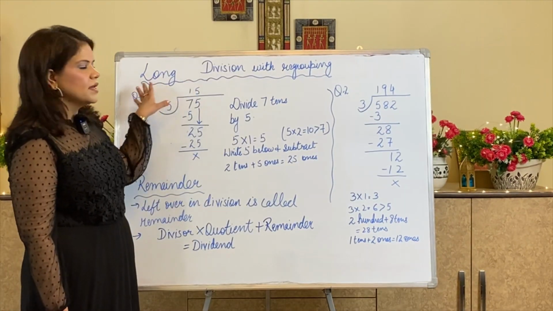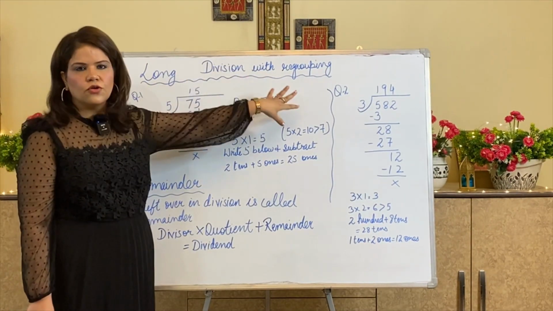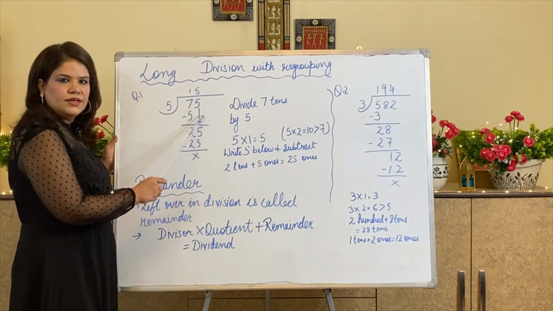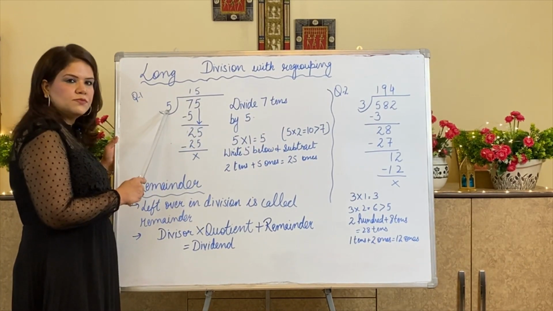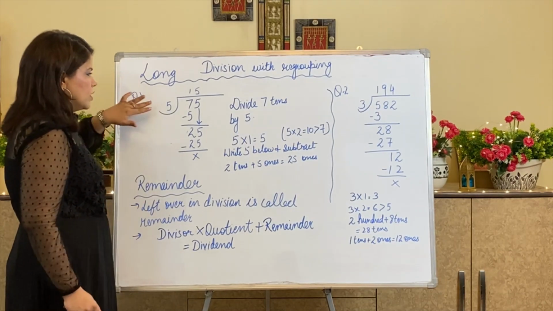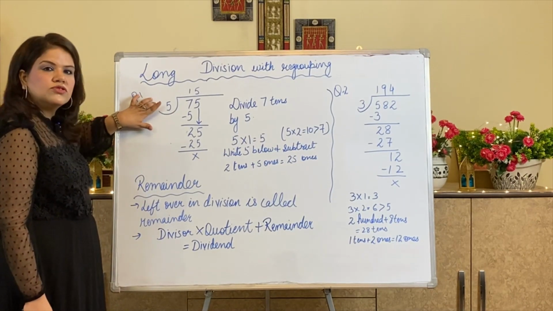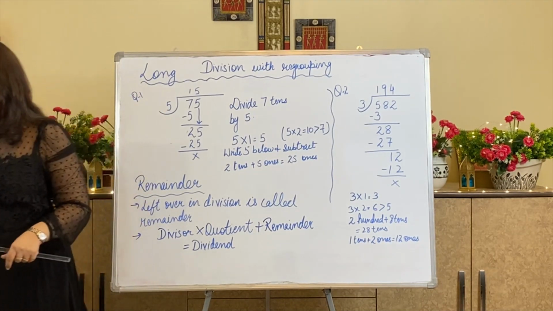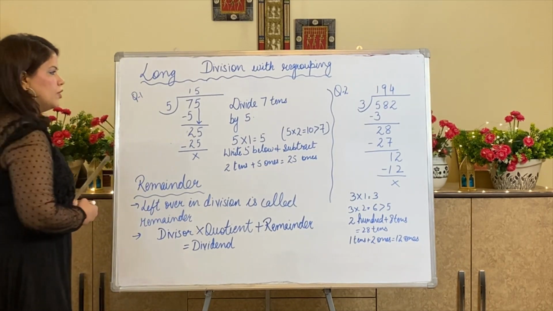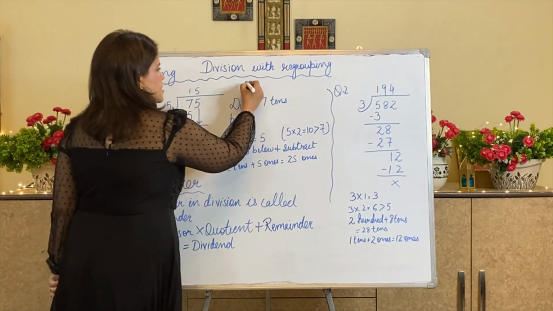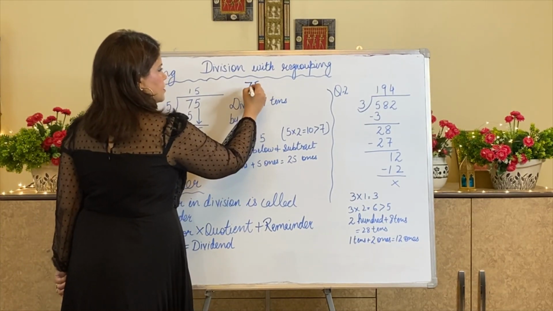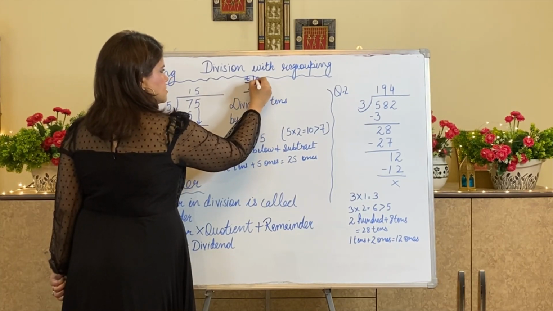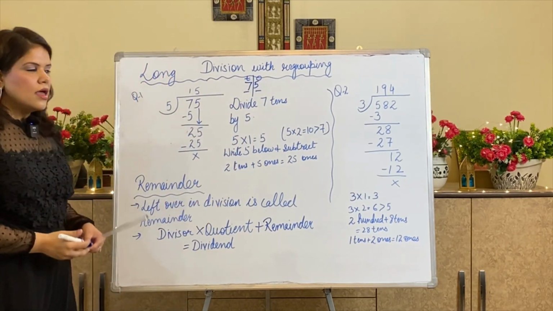My today's topic is long division with regrouping. In this case you can see 75 is the dividend, 5 is my divisor. So what I am going to do, I am going to start reciting the table of 5. 75 is made up of two numbers, 7 and 5. This is at tens place, this is at ones place.